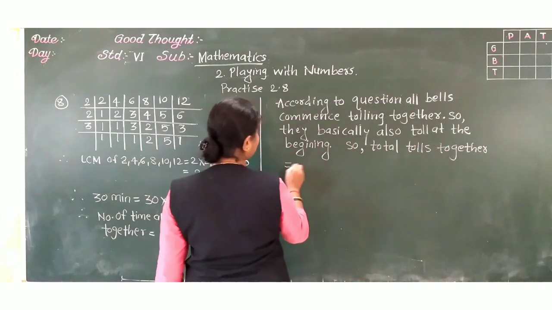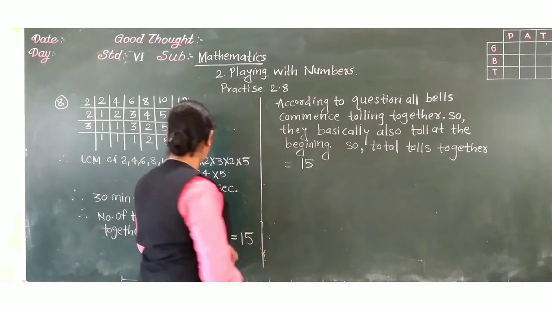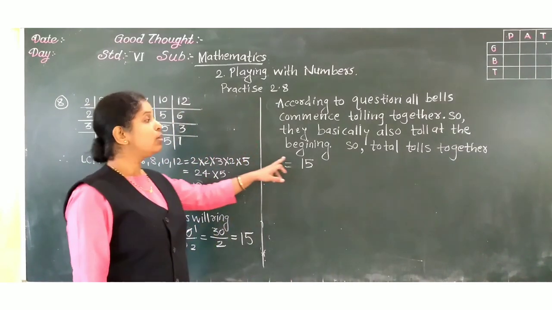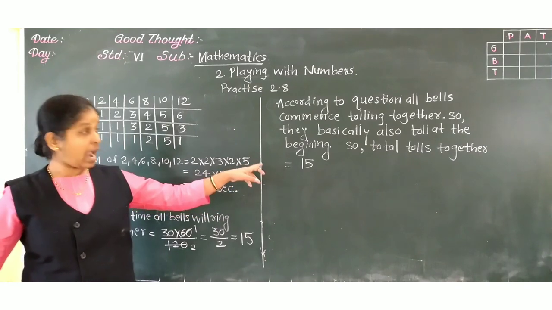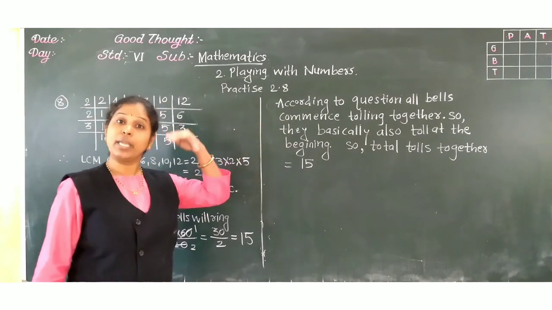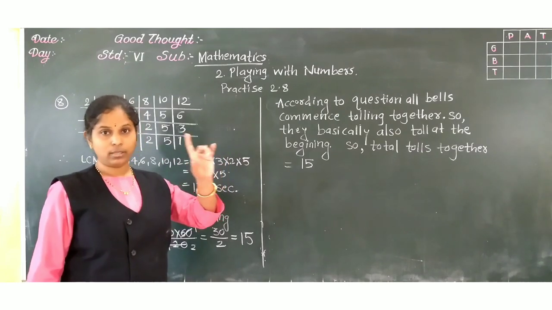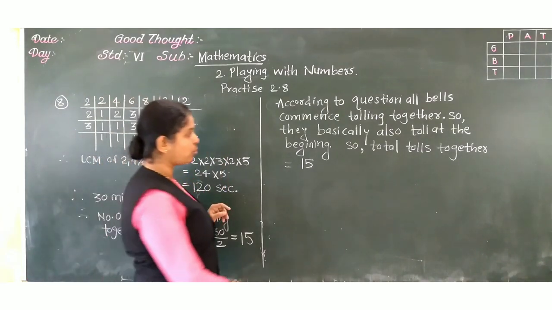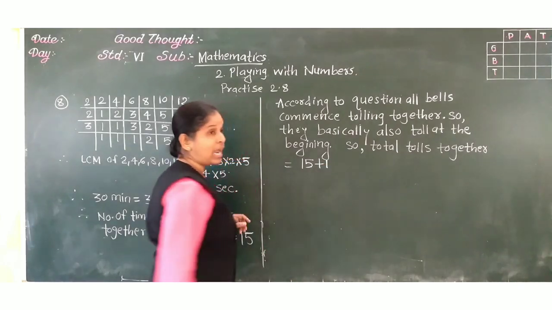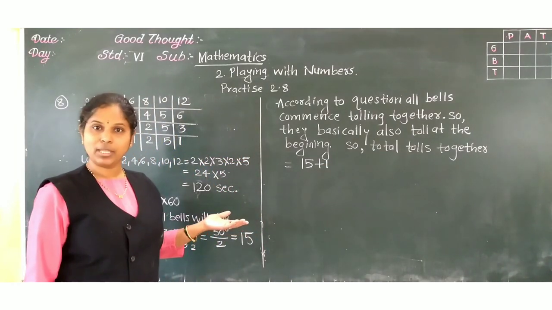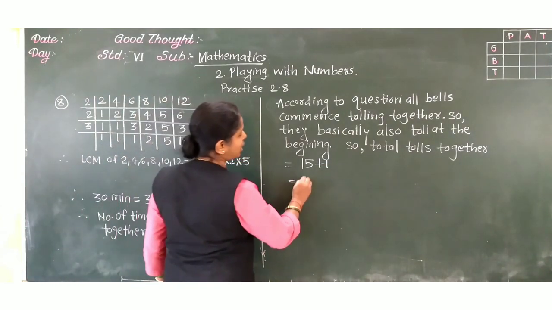is equal to, see, 15 in 30 minutes, 15 times, and first in the beginning also they commenced tolling together, they started tolling together, so that one count also we have to add in that. That is total how many times they commenced tolling together? 16 times.